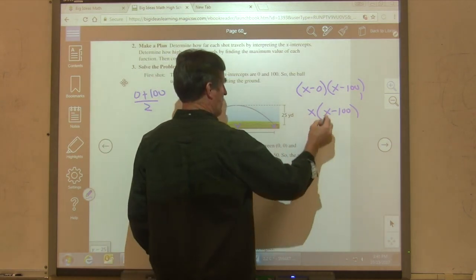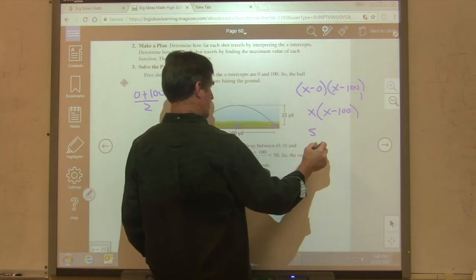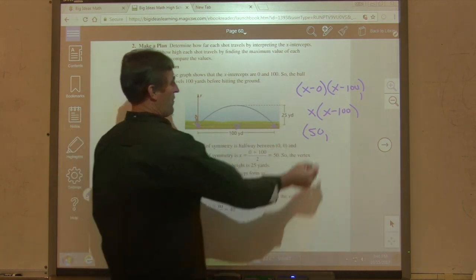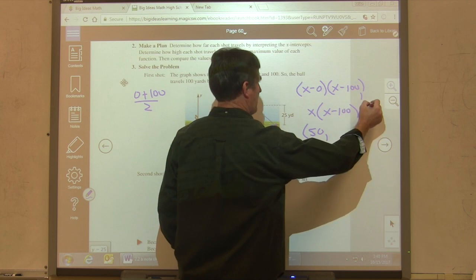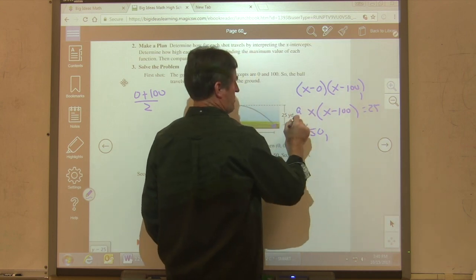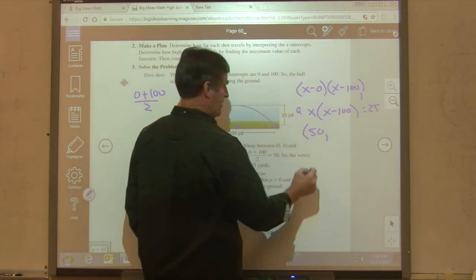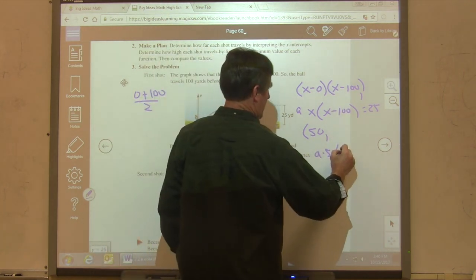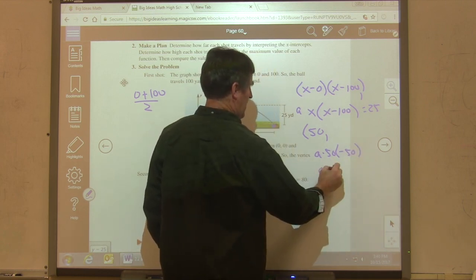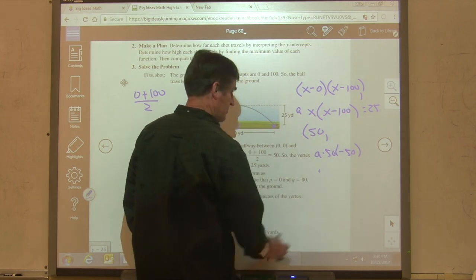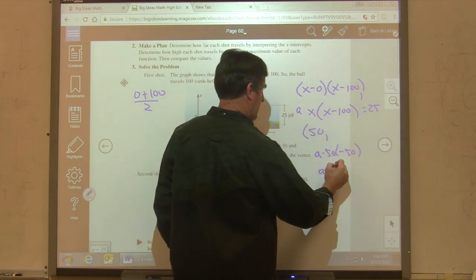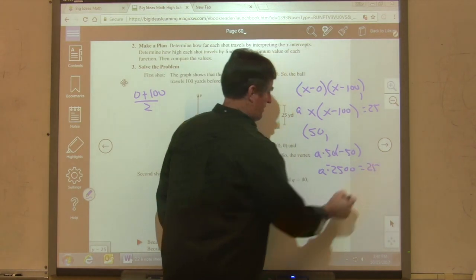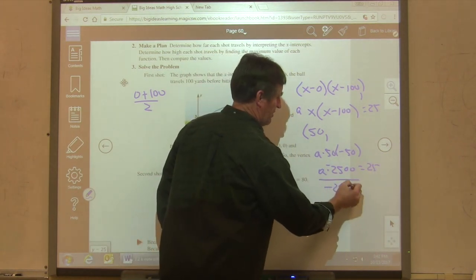We know that when we put 50 in here for the x value, we have to get 25 out for the y value, the height. So if I plug this in here, we know that we have to get 25, so we can find that a value. Okay? So we're plugging in 50, so we get a times 50, and then 50 minus 100 is a negative 50, and so we get a times 50 times 50 would be a negative 2500 equals 25. And now we divide by negative 2500.